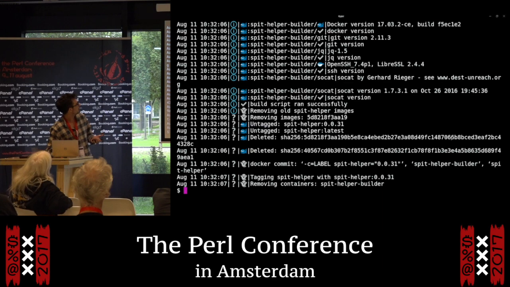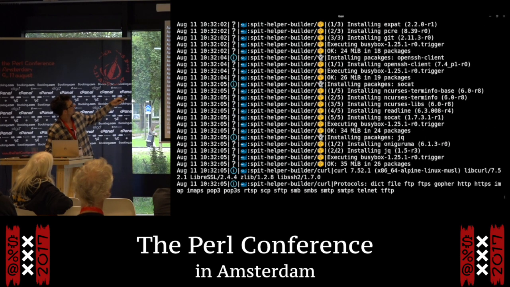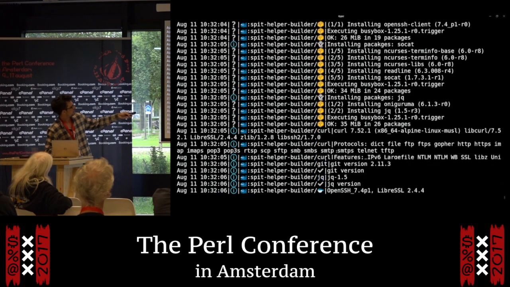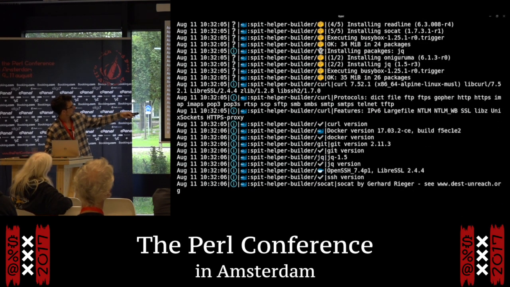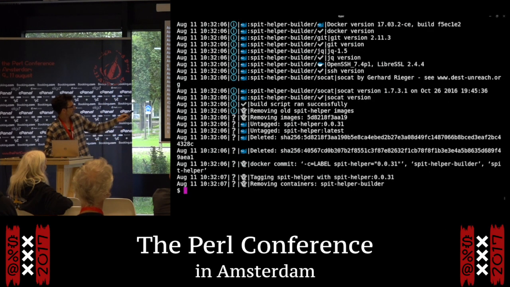So maybe we can just go back up a bit so you can see. What all this Spit helper thing is doing is creating a Docker container, and inside it the Docker Spit helper builder, and then inside it, it is installing some stuff. In particular, it's got curl. It's got Docker, so this is Docker inside Docker. And it's got Git and jq and SSH and socat, and probably more things in the future. And then it commits it at the end. So I got pretty good Docker support.